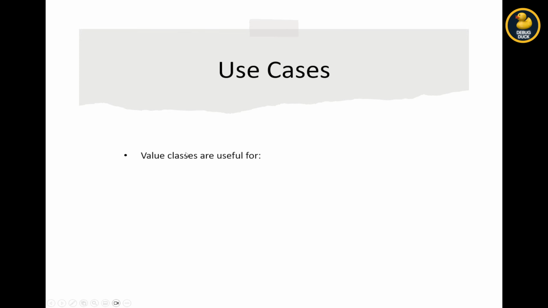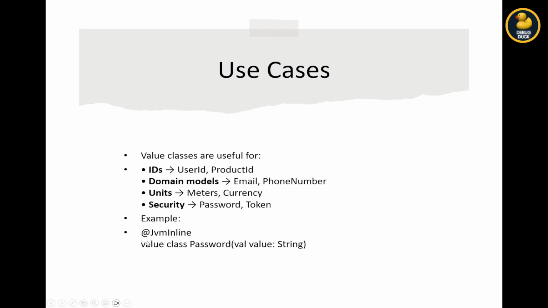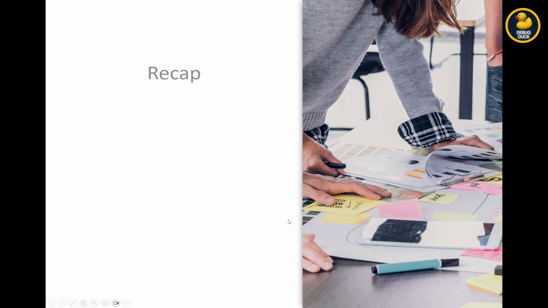The use cases: value classes are useful for IDs like user ID and product ID, domain models like email, phone number, units like meter, currency, and security types like password and token. Example for password: here is a @JvmInline value class Password that takes a value String.